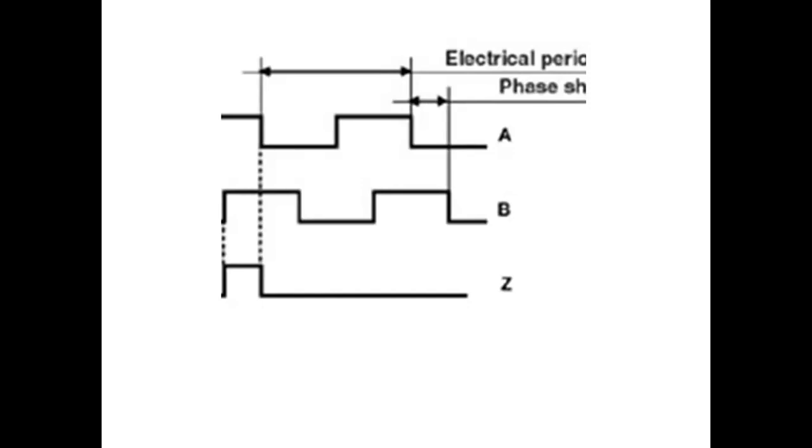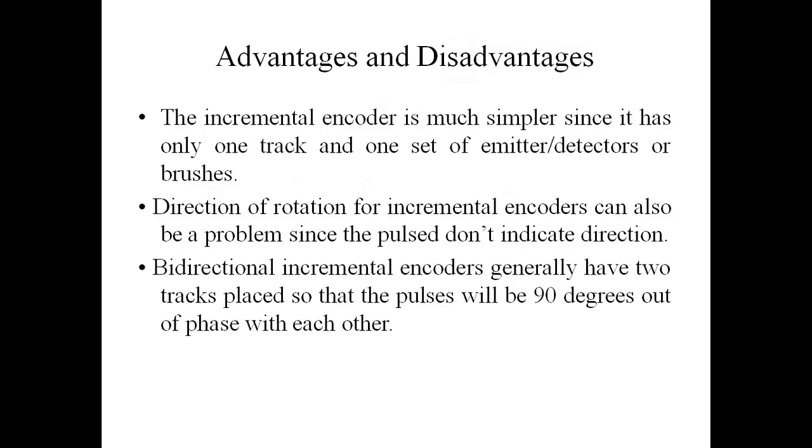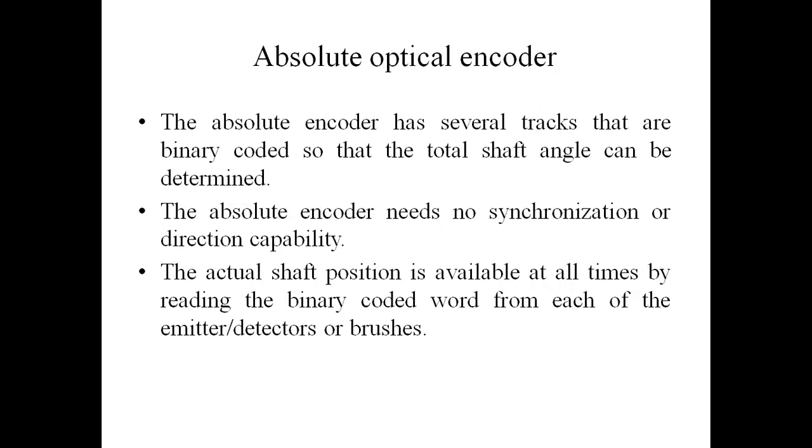So when you are talking about the advantages and disadvantages, the incremental encoder is much simpler since it has only one track and one set of emitters, detectors or brushes. Similarly, the direction of rotation for incremental encoders can also be a problem since the pulses do not indicate the direction. Bidirectional incremental encoders generally have two tracks placed so that the pulses will be 90 degrees out of phase with each other. Now we have to talk about the absolute optical encoder.